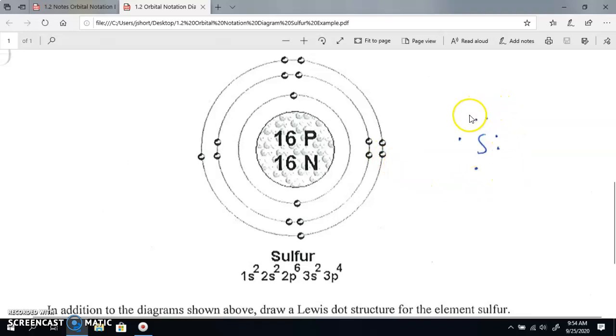This is a Lewis structure over here, and this is a simplified way that we can represent electrons. It only shows the 6 valence electrons. And if we took a look at the periodic table, sulfur would be found in main group 6, telling us that it does have 6 valence electrons.